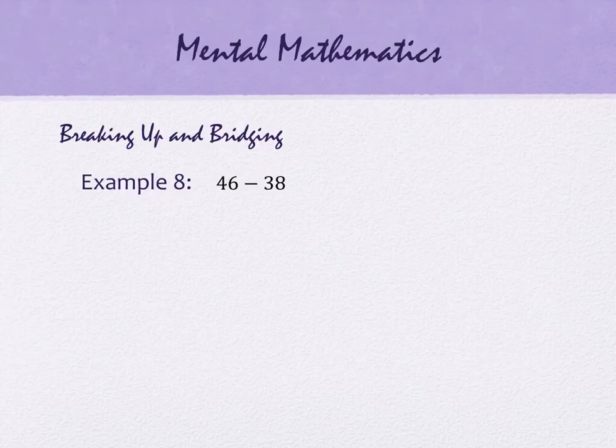Now, some of these feel a lot like the mental strategies we had for addition. That's okay. In fact, some of them even have the same names. This is one of them. Breaking up and bridging. So if you remember breaking up and bridging with addition, what it meant is taking the second term and breaking it apart. So 38's 30 and 8.